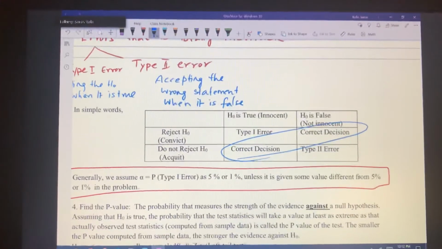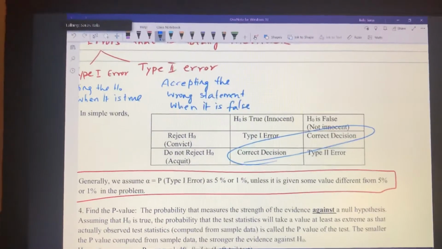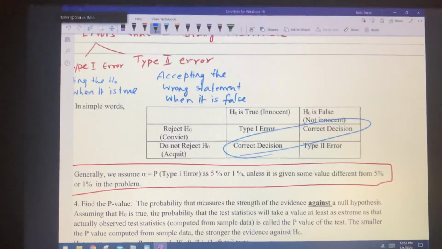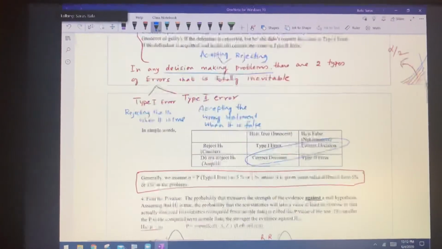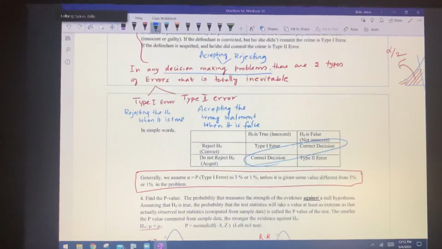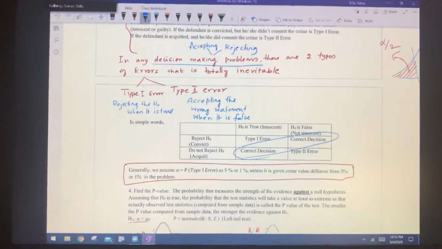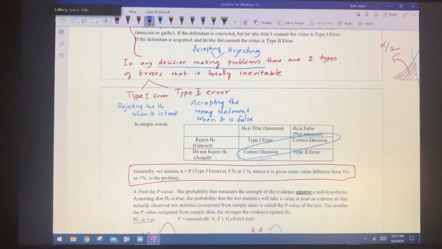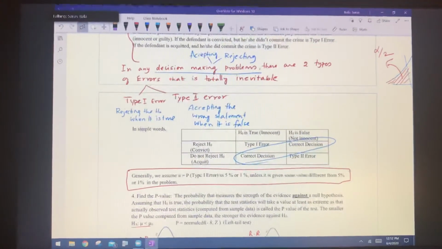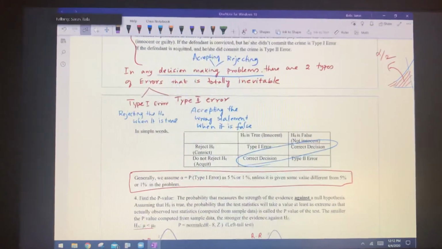And this one is called the type 1 error. That means rejecting the null hypothesis when it is true is one type of error. And at the same time, accepting the wrong statement is called the type 2 error.